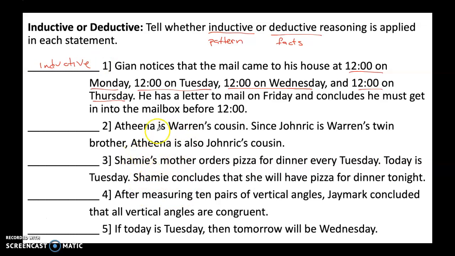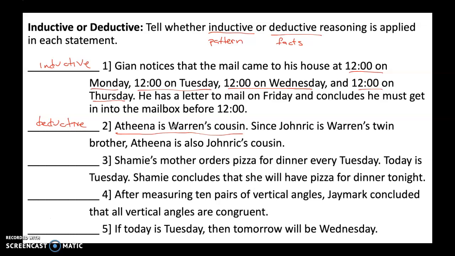Number 2, Athena is Warren's cousin. Since John Rick is Warren's twin brother, Athena is also John Rick's cousin. So this is said to be a deductive reasoning. Why? The first statement concludes that it is a fact.